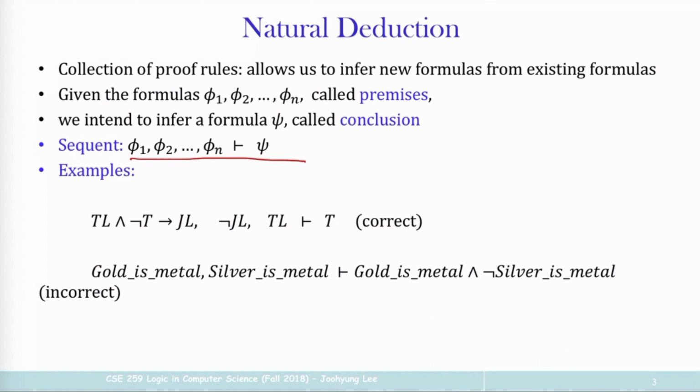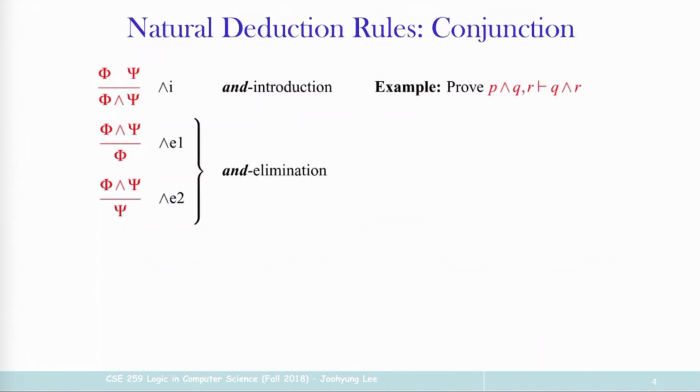Okay? There are some sequents that are correct, so you can prove them using natural deduction, and some are incorrect, so there is no way to derive them using natural deduction. The first one is correct, the second one is incorrect. That's what we saw before. So we talk about one pair of natural deduction rules, which is called conjunction. There are two parts: introducing conjunction and eliminating conjunction. Okay, and we saw this example before. Let me go over this example again.